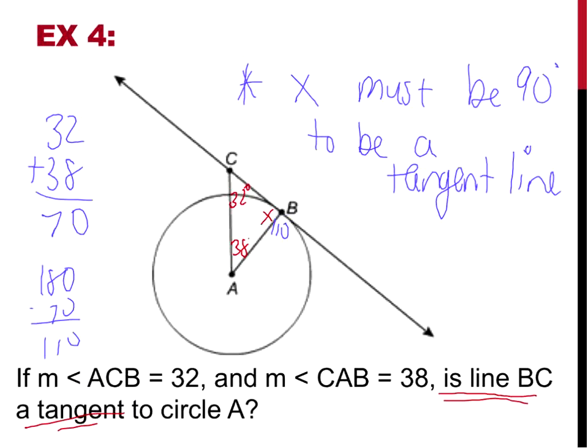So do they meet at a perfect 90 degree? Is it a line of tangency? No. So is line BC tangent to A? No. And if it asks you to explain why, we say it's not 90 degrees, because your homework asks you for justification. So that's all you need to say. So no, because it was not 90 degrees.